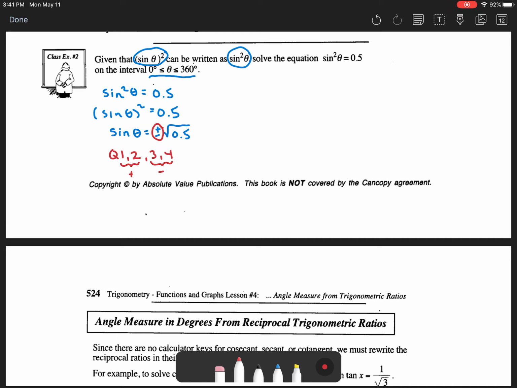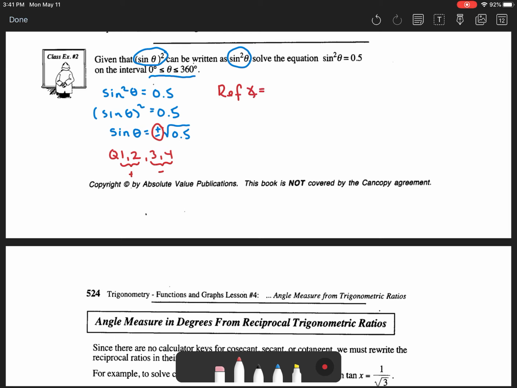Now, normally you won't have a positive and a negative case. You will sometimes, like we see in this example. Most of the times it's either a positive or a negative, so you're looking in two quadrants, but in this case, I have to find all four. So now I know the quadrants I'm looking in: 1, 2, 3, and 4.